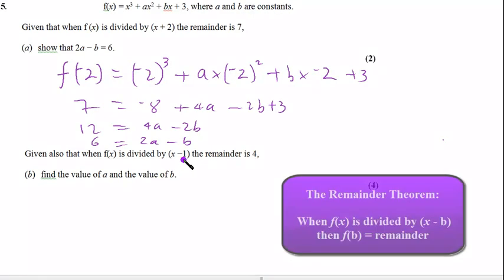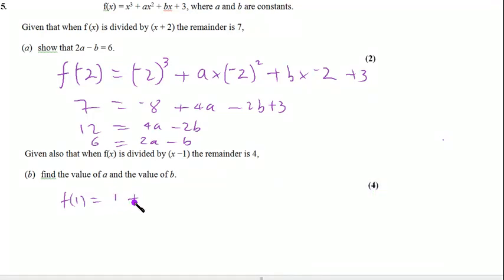Now when this is divided by x minus 1, the remainder is 4. So f of 1 equals 1 plus a plus b plus 3. What I've done here is I've put 1 into wherever x is here. So you get 1 plus a plus b plus 3 when you do that. Now we know that that is equal to 4. Let's simplify this. So I get 4 plus a plus b, so I get 0 equals a plus b. So a equals minus b effectively.